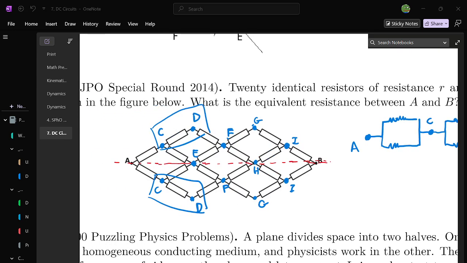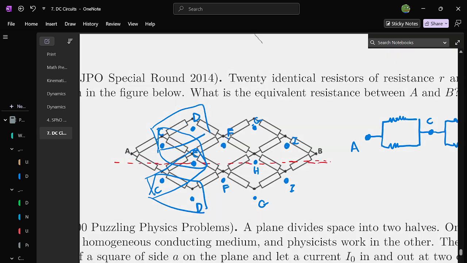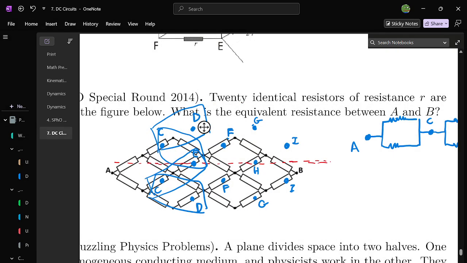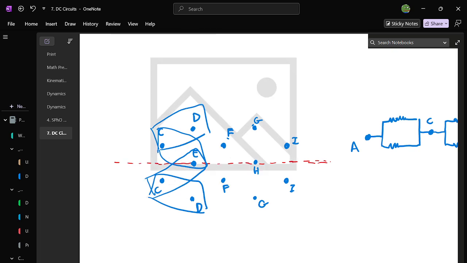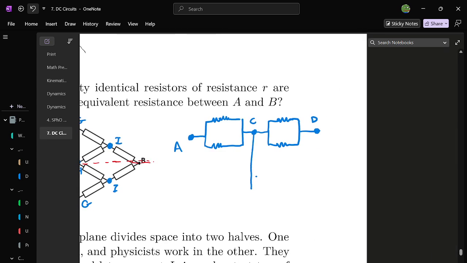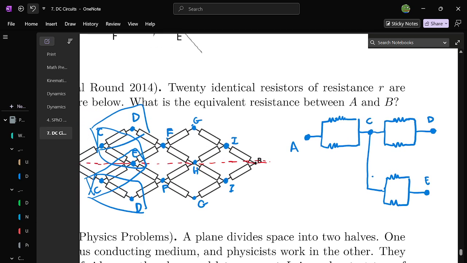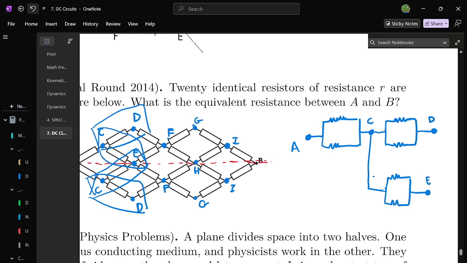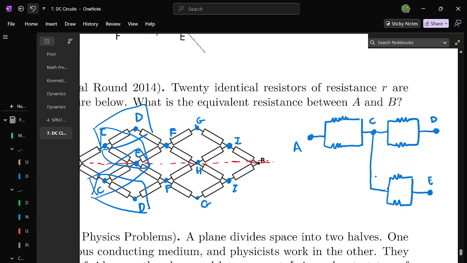At the same time, C is also connected to E by 2 resistors in parallel. So we can also do this. This is kind of a thought process: you look at what point is connected to what point by what resistor, and then you just draw the combination like that. Just going like that, we can continue what we're doing.